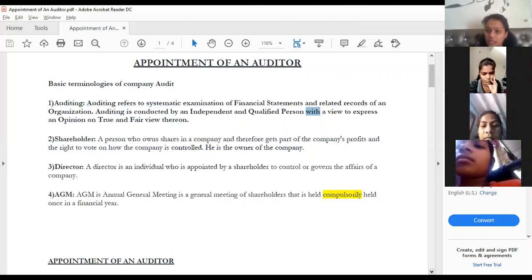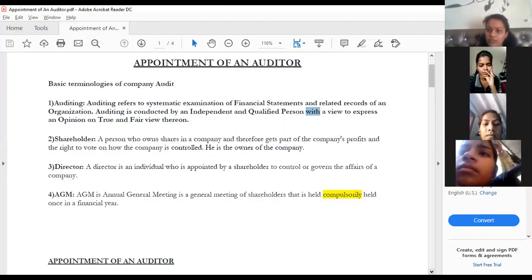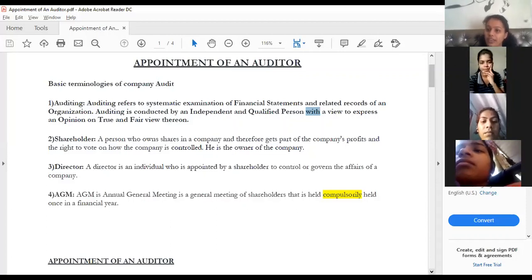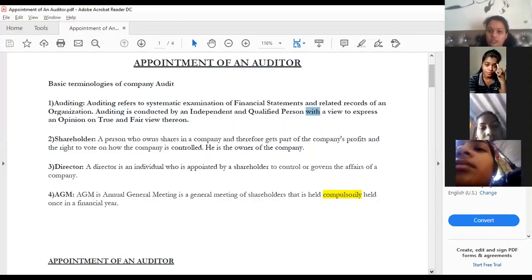Because there are so many shareholders in a company, it becomes very difficult to function, because of which shareholders appoint a responsible person, who is a director. He takes charge of all the day-to-day activities. And collectively, when all the directors work, they are called the board of directors.